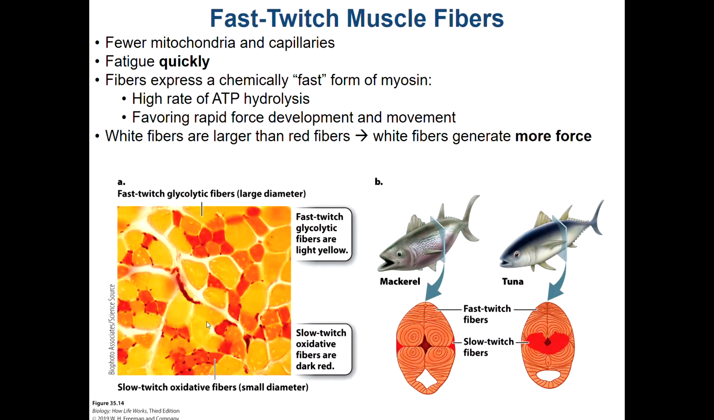Fast twitch muscle fibers, in comparison, have fewer mitochondria and fewer capillaries, but they fatigue very quickly. This is because fast twitch muscle fibers express a chemically fast form of myosin, which has a high rate of ATP hydrolysis. This favors rapid force development and movement. White fibers are larger than red fibers, so white fibers generate more force.